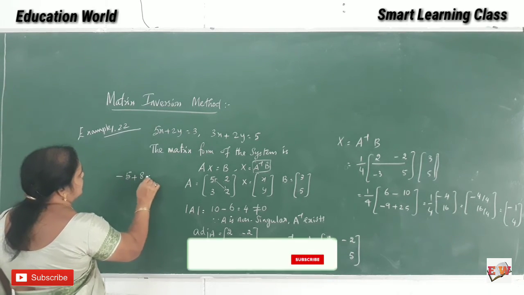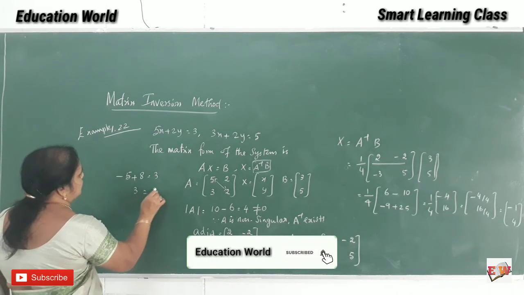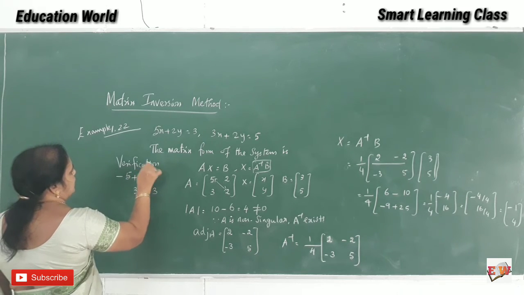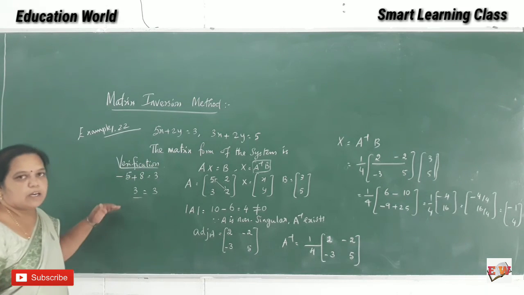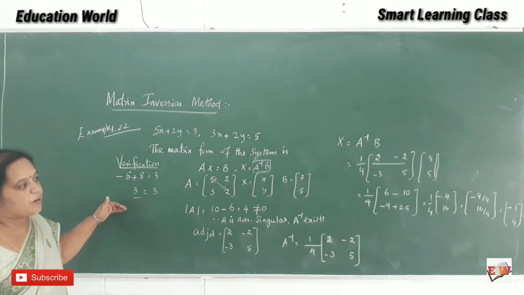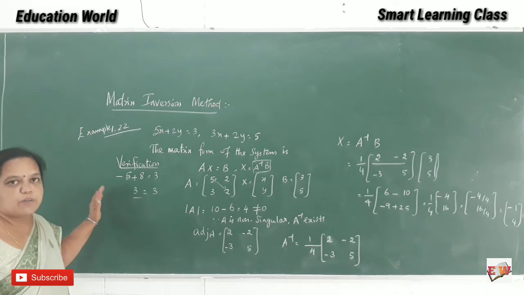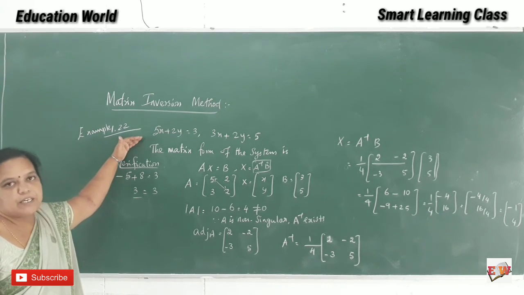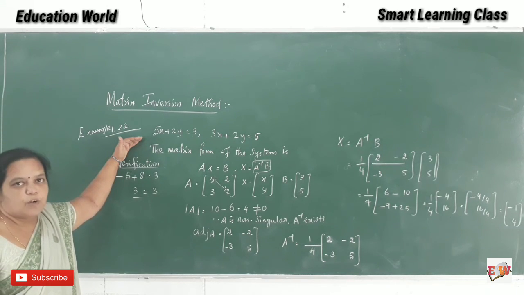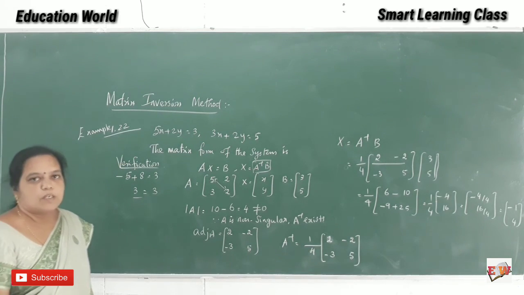We just substitute the values of x and y, x equals minus 1 and y equals 4: minus 5 plus 8 is 3, and minus 3 plus 8 is 5. This is the verification. If it does not tally, the answer for x and y is not correct. So when we find the values of x and y, we have to verify with the given linear equations. Then we get correct values of x and y. This is the method to solve using the matrix inversion method. Okay, thank you students.